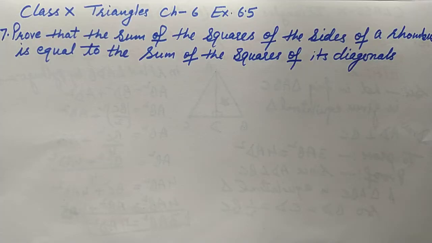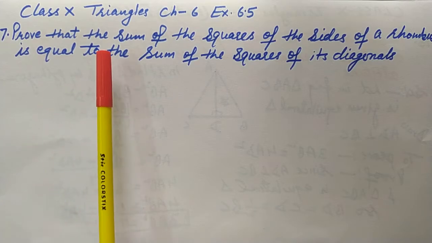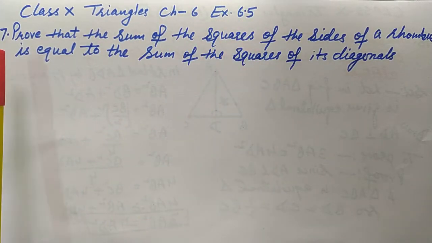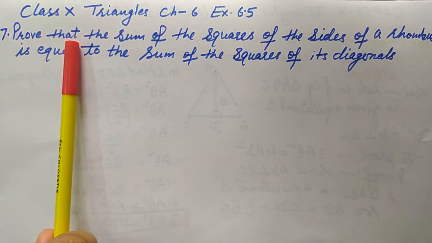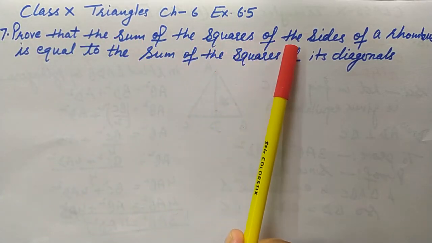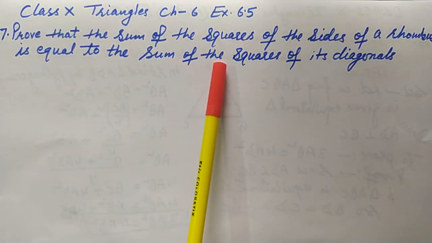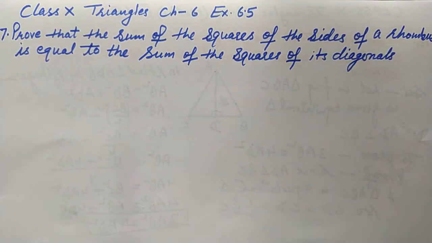Hello dear students, let's do this question, and this is taken from class 10 chapter triangles, exercise 6.5 question number 7. Question is, prove that the sum of the squares of the sides of a rhombus is equal to the sum of the squares of its diagonals.